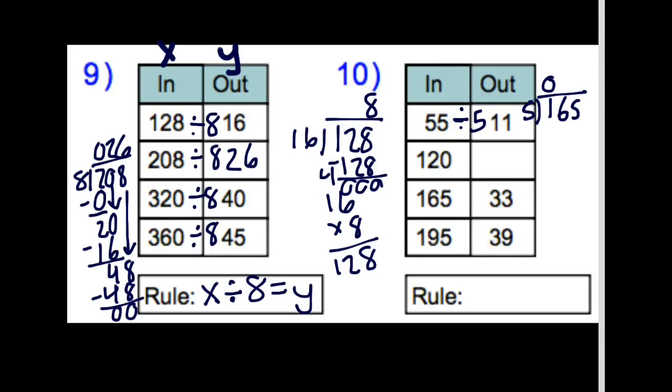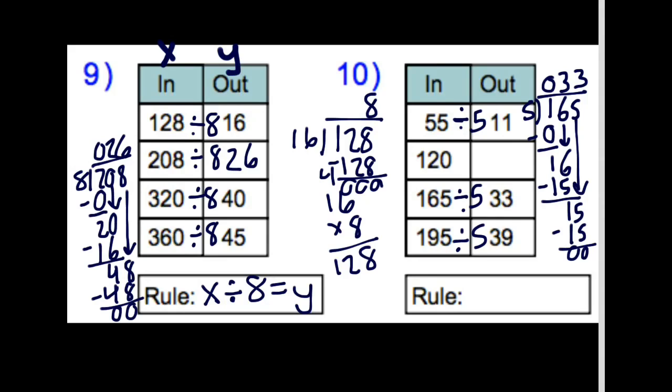5 goes into 1 0 times. 5 times 0 is 0. 1 minus 0 is 1. Bring down the 6. 5 goes into 16 3 times. 3 times 5 is 15. 16 minus 15 is 1. Bring down the 5. 5 goes into 15 3 times. 3 times 5 is 15. 15 minus 15 is 0. So it looks like it is dividing by 5. So I'm going to put dividing by 5 for all the values in the table.